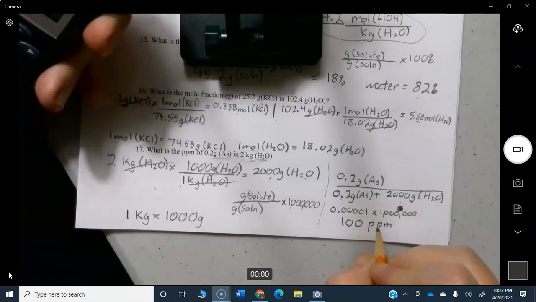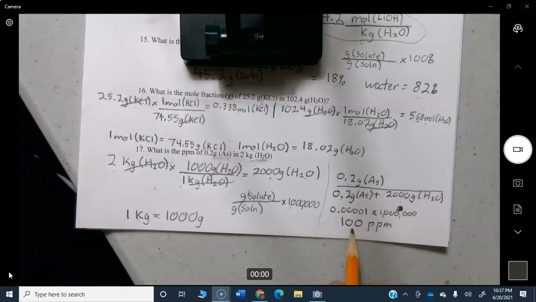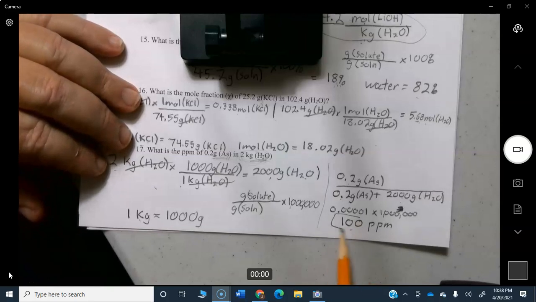So for every million molecules of this solution, 100 of those are arsenic atoms. Okay? That's not very much. That probably won't kill you. I don't know. That might be a little high for arsenic. I don't like that many, even in a million molecules of solution. What that means is out of a million molecules or particles of solution, 100 are arsenic. That means a million minus 100, which would be 999,900 would be water molecules. Okay, so there's your final answer.